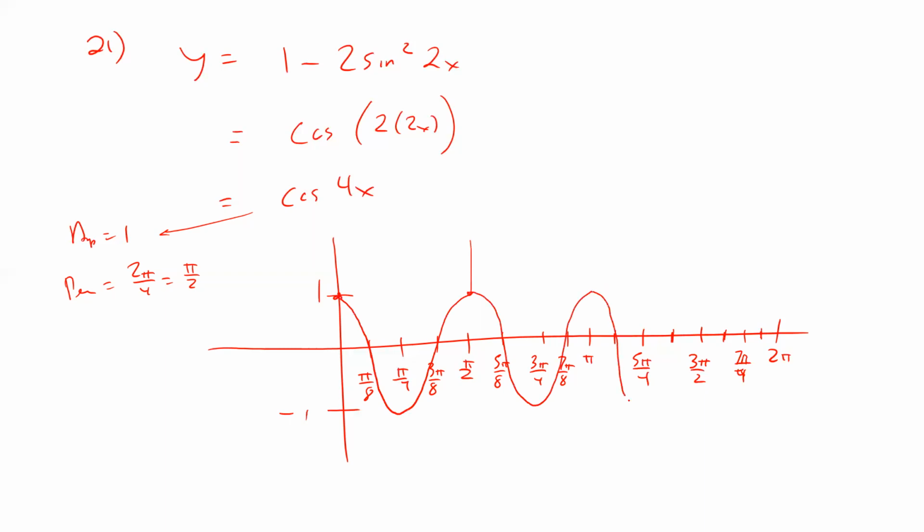2, 3, 4. Are we good? It almost reached down to -1 each time. But there should be 4 full cycles here as we get to 2 pi. Okay, are we good there?